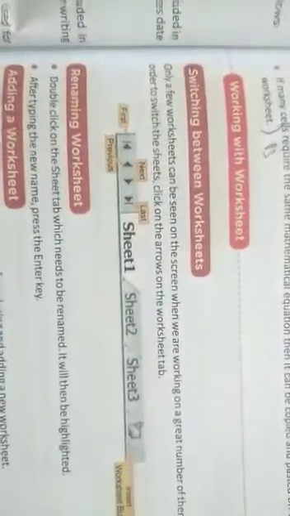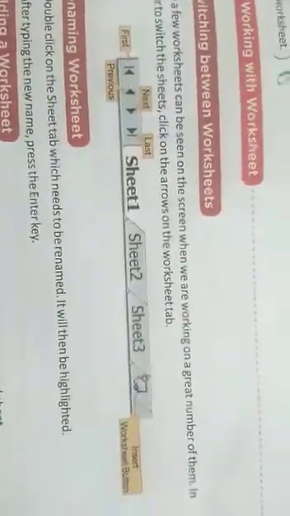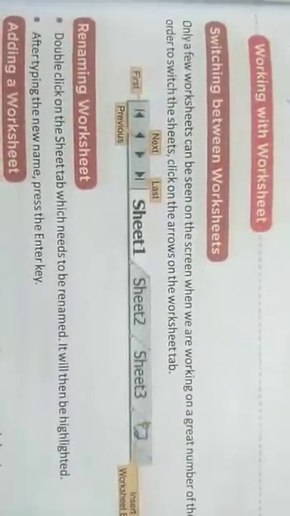Only a few worksheets can be seen on the screen when we are working on a great number of them. Suppose we are working on a large number of worksheets, but only a few will be visible. You can see this diagram. There are 3 sheets by default, Sheet 1, Sheet 2, Sheet 3, and Sheet 1 is the active sheet.